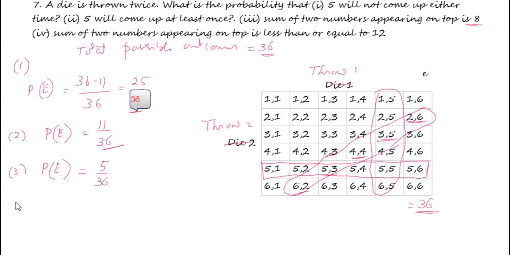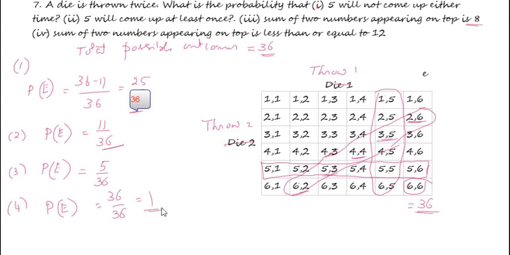The last one. Sum of two numbers appearing on top is less than or equal to 12. If you sum up the two numbers appearing in each cell, then everywhere it is less than 12. The last one is 6, 6, that is 12, but it says less than or equal to. So every cell conforms to this requirement. That means total favorable outcomes are 36, total outcomes are 36. In that case, the probability of the event is 36 divided by 36, that is equal to 1.